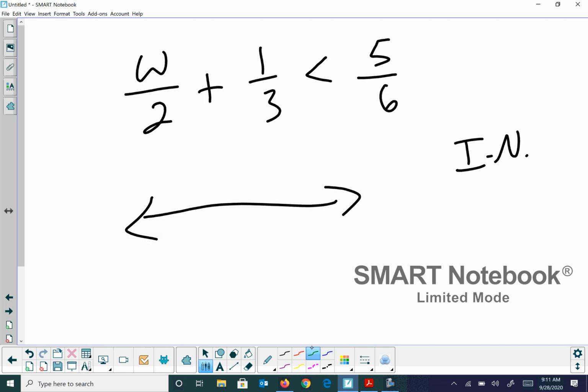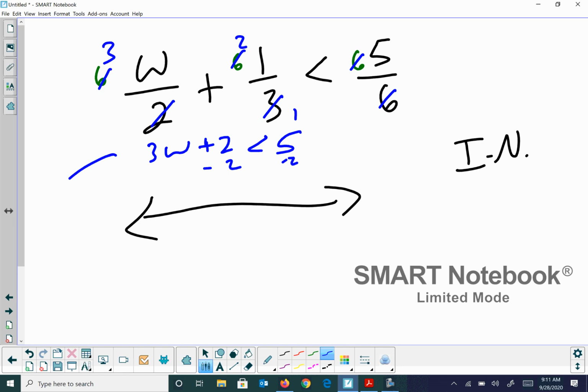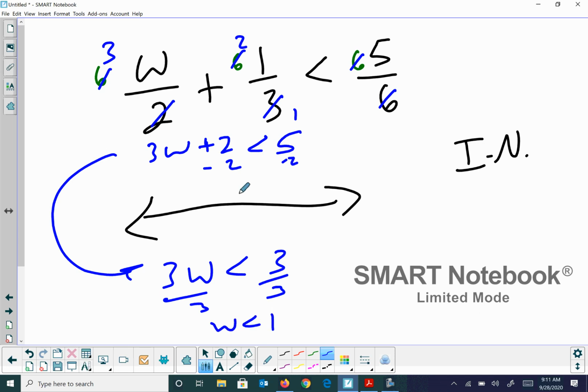This is one of those where we want to clear the denominator. So 2, 3, and 6. I'm going to multiply everything by 6. If I multiply everything by 6, this cancels. So I get 3w plus 3 goes into 6 twice. 2 times 1 is 2, less than 6 goes in there. That's 5. Subtract 2 from both sides. Let's bring this down underneath. So I get 3w is less than 3. Divide each side by 3. So w is less than 1.